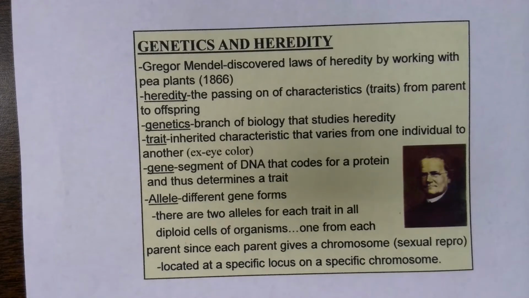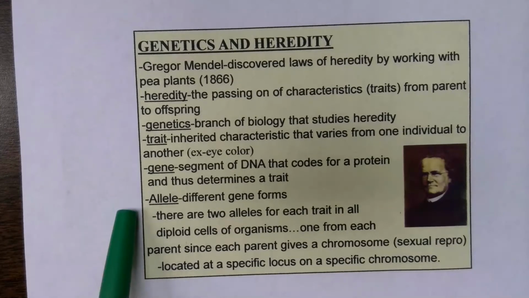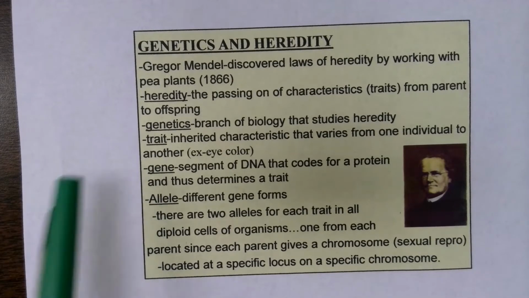He did a lot of breeding of pea plants and took copious notes to determine the most basic information about the laws of heredity. We've already defined heredity at the beginning of the year. It's the passing of traits or characteristics from parents to offspring. Genetics is specifically the branch of biology that studies heredity. We've covered traits, genes, and alleles. Not alleles quite so much, but genes specifically a lot lately.